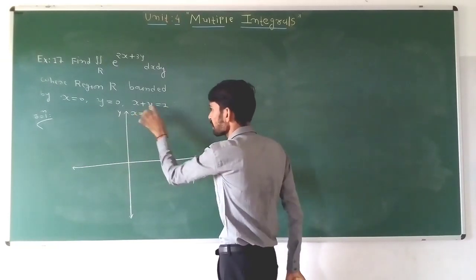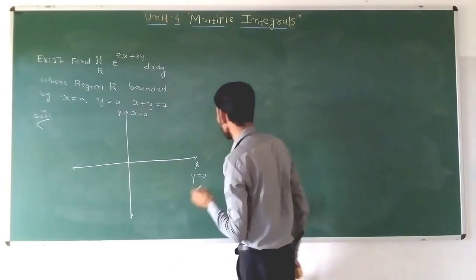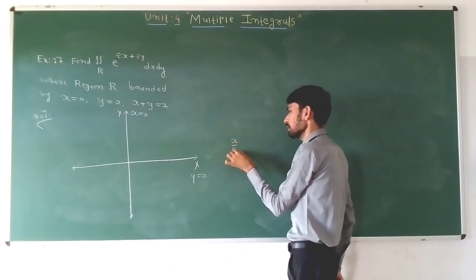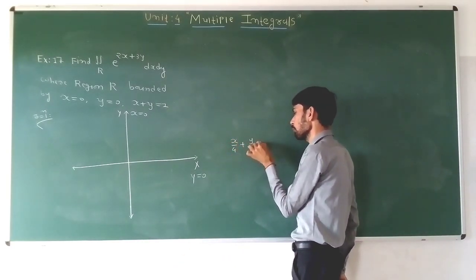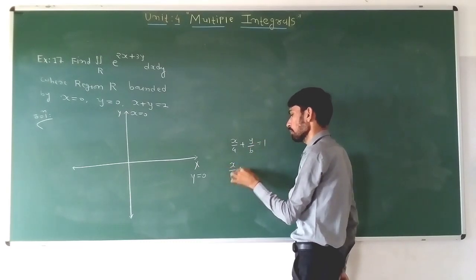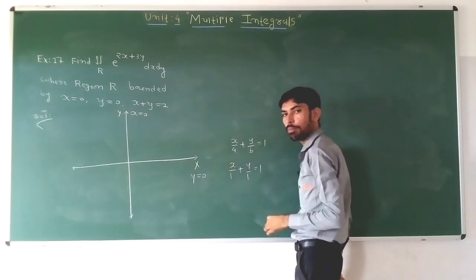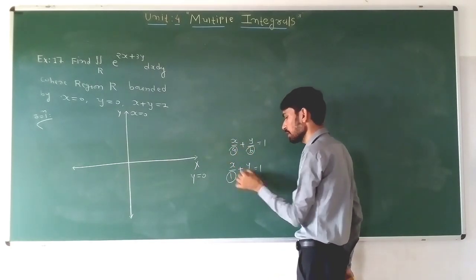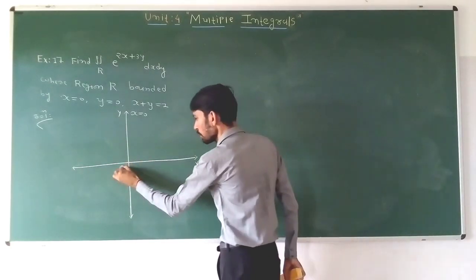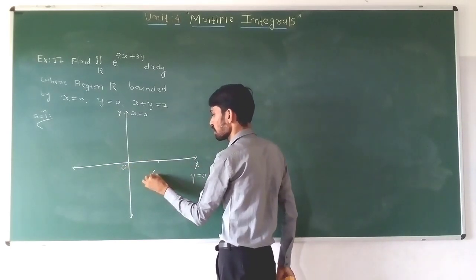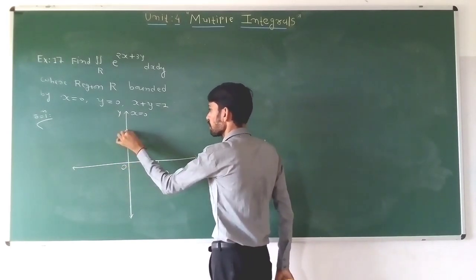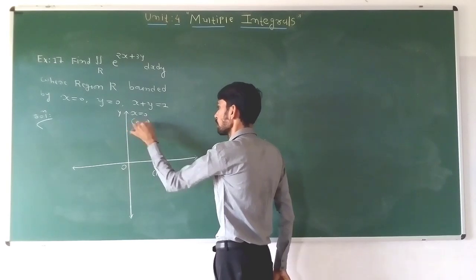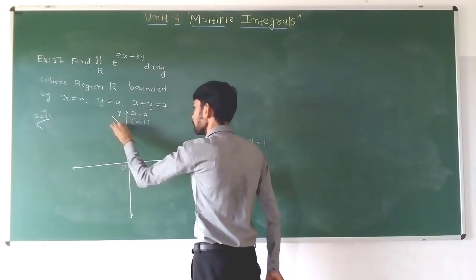Now to draw the line x plus y is equal to 1, as we know, compare with the general form x upon a plus y upon b is equal to 1. X upon 1 plus y upon 1 is equal to 1 passes through the points (a,0) and (0,b). So this line passes through the points (1,0) and (0,1). This is our origin. This point is considered as (1,0) and this point as (0,1). So here we draw our line.